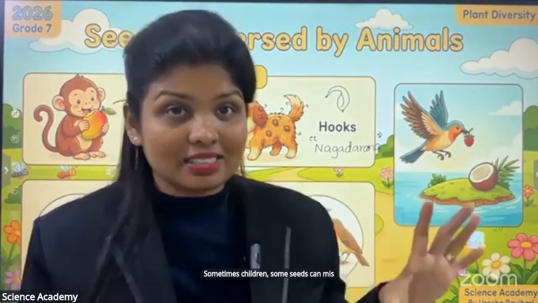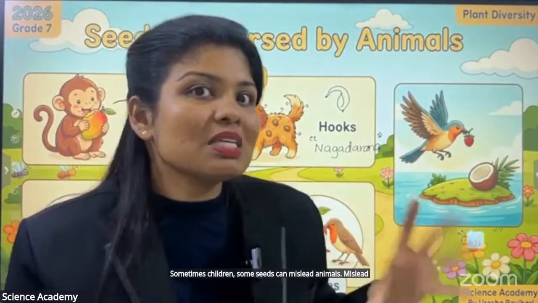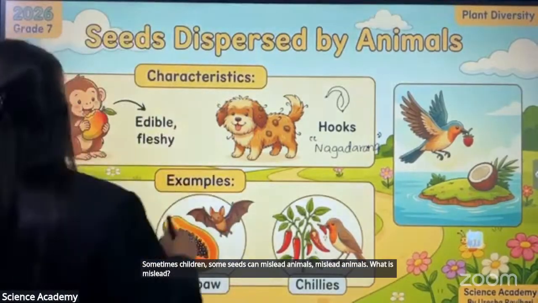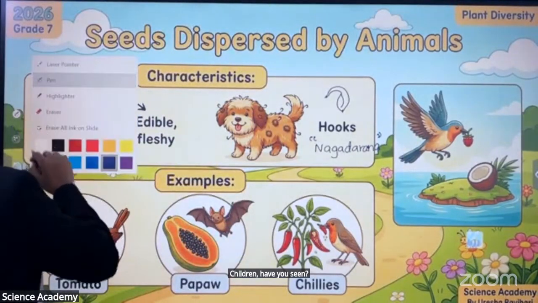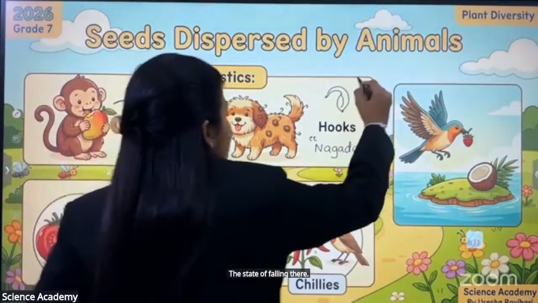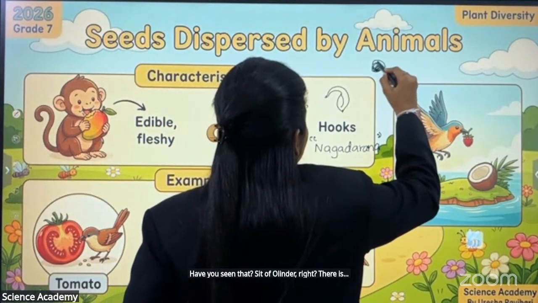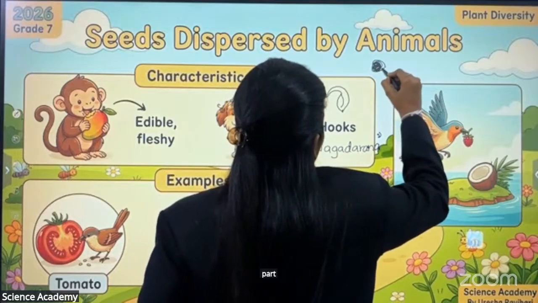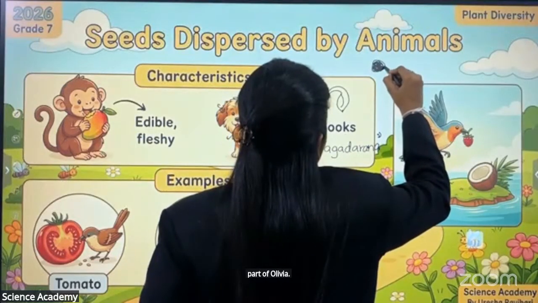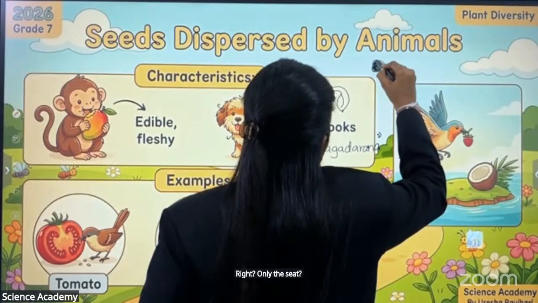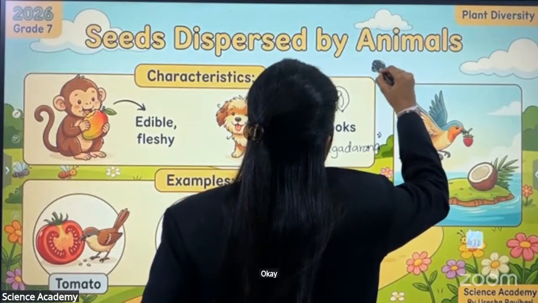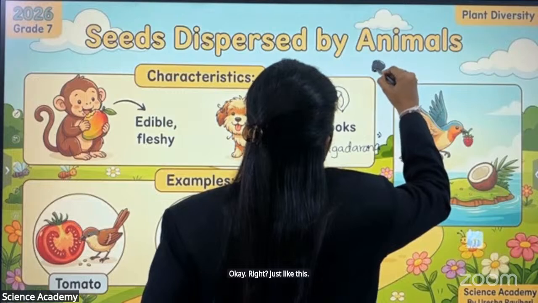Sometimes children, some seeds can mislead animals. What is mislead? Children, have you seen the seed of oleander? There is a black colored part of the oleander seed, right? Oleander seed. Just like this.